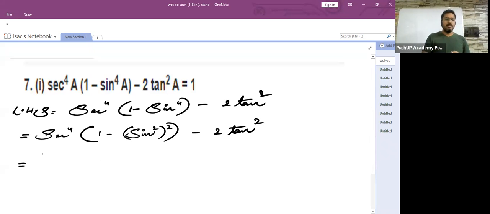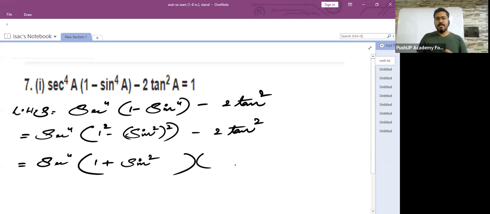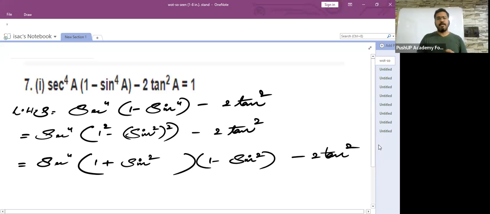Now this is equal to sec raised to 4 into 1 minus sine square the whole square. I can also write 1 as 1 square, isn't it? So it's looking like 1 square minus sine square the whole square, which is nothing but a square minus b square form. And you all know how to factorize a square minus b square. It is a plus b into a minus b, right? Online students, please pay attention here. So a plus b would be 1 plus sine square into a minus b would be 1 minus sine square, isn't it? Then put the minus sign and then 2 tan square.